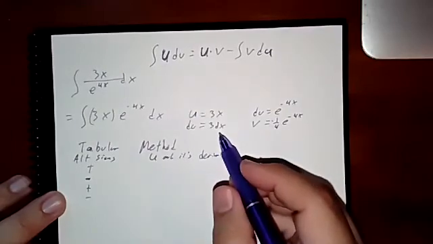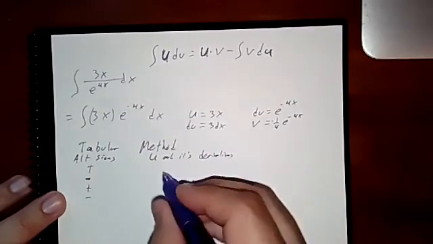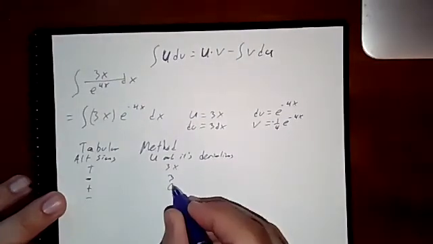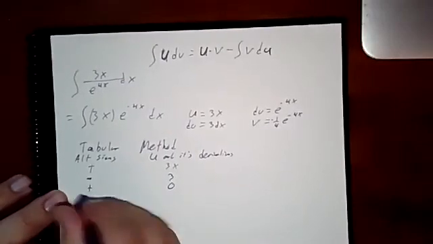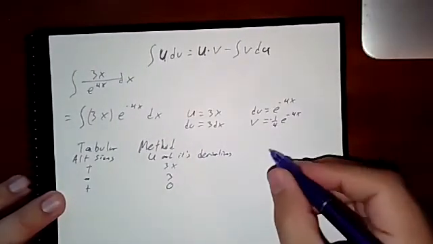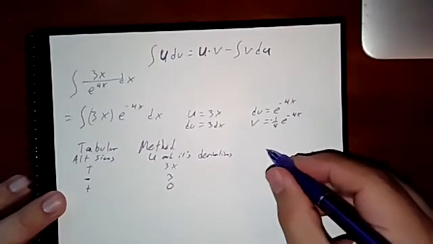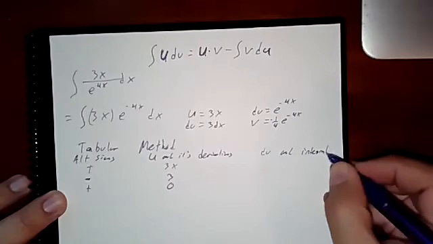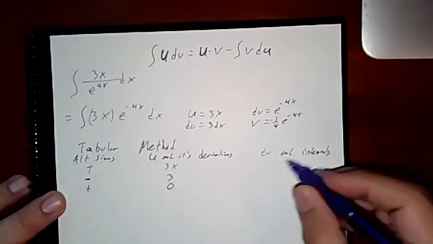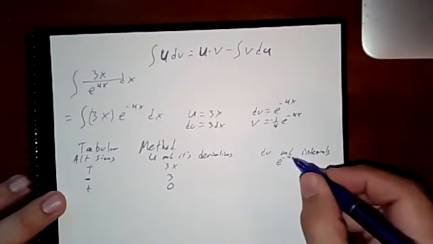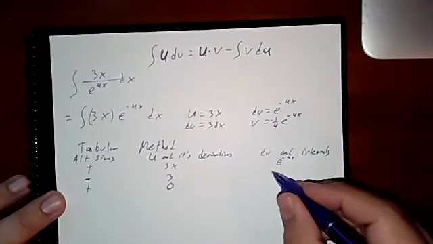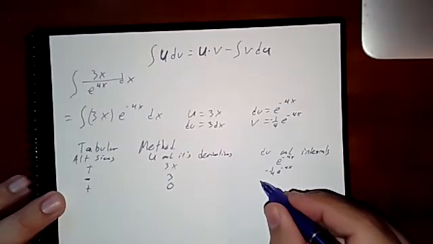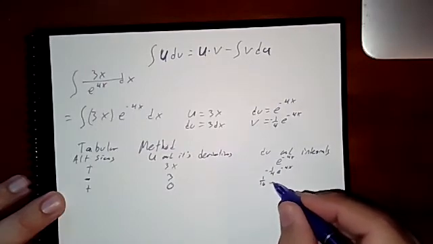So u would be 3x, and then its derivative. I don't need this one, it's too much. Then this would be dv and its integrals. So dv is e to the negative 4x. The first antiderivative would be negative 1/4 e to the negative 4x. Another one would be positive 1/16 e to the negative 4x.